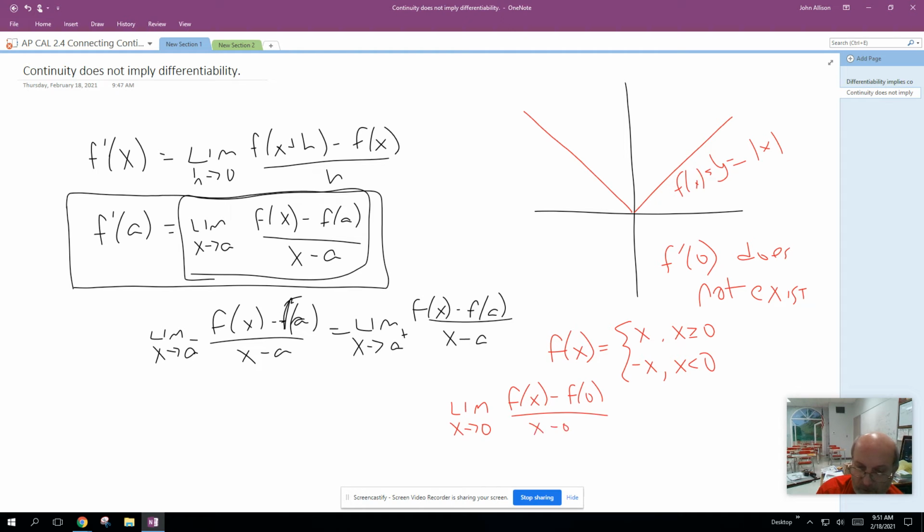over x minus 0, then we see, let's do the left first. If we're coming from the left, then that's this part of the function when x is less than 0. So this is going to be the limit as x goes to 0 from the left of negative x minus 0, which is negative x, over x minus 0, which is x. And that limit is, of course, negative 1. Let's do the limit as x approaches 0 from the right.